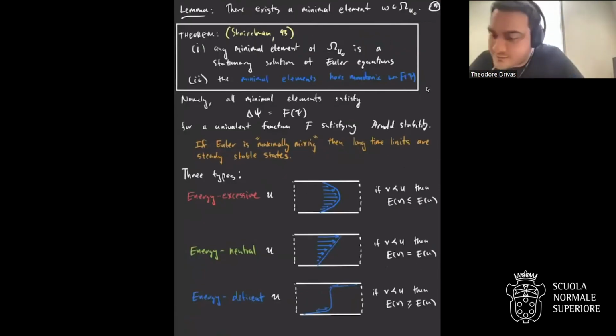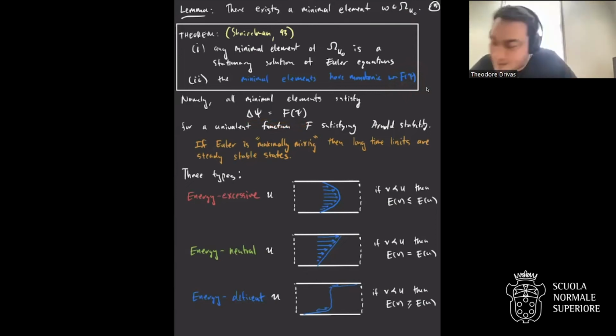Okay, and then what he proves is that first there exists a minimal element for any initial data in this set, and that any minimal element is a stationary solution of the Euler equations with the property that the vorticity is a single valued function of the stream function, and that functional relationship is monotonic. So in particular, they satisfy this equation that we started off discussing.